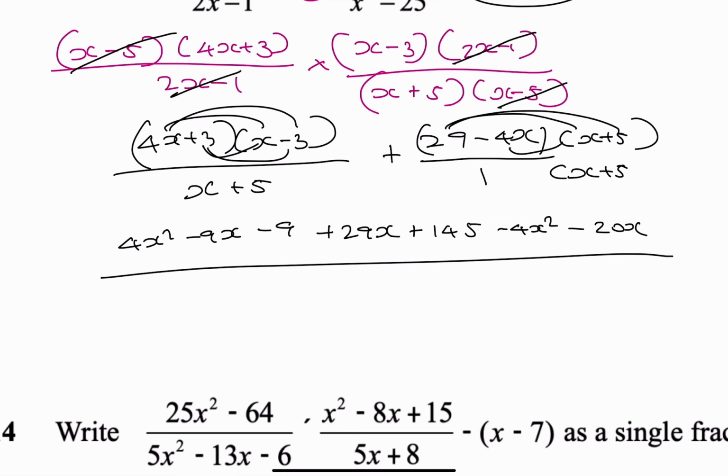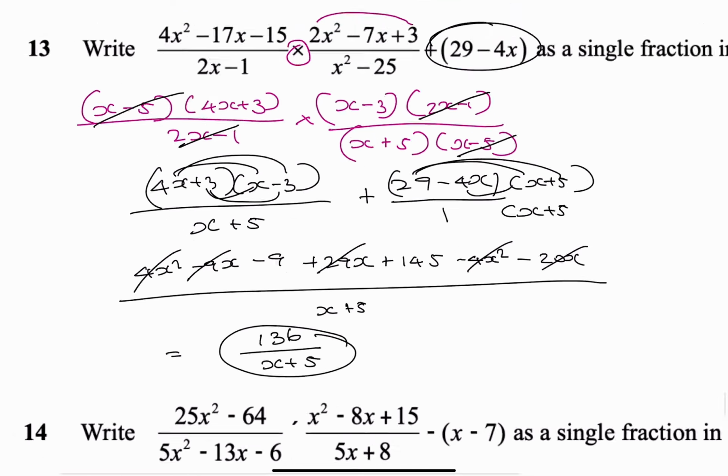If you do it on the top, this and this can cancel. Minus 9x, plus 29x is 20x, take away 20x, that goes away, isn't it? Literally these three. 145 minus 9 is 136 over x plus 5 then. And that's it, you cannot do much. Okay.